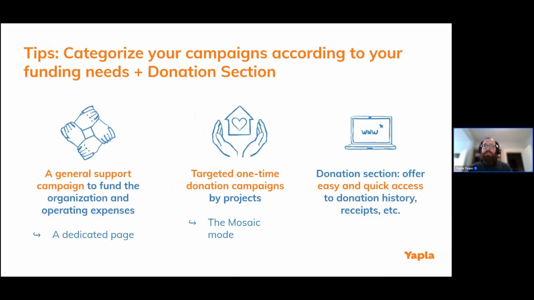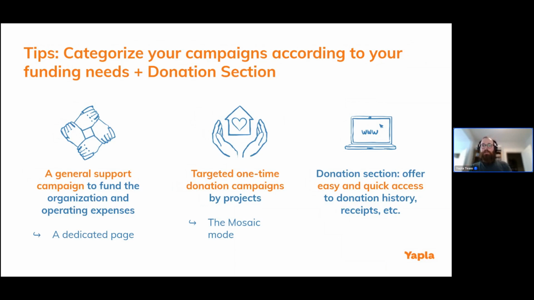So as I was mentioning, there's different ways to categorize your campaigns according to funding needs. A general support campaign to fund organization and operating expenses, we can have a dedicated page. This is something that you will most likely present as a first entry to your association. You simply want to make a donation to help us operate throughout the year.